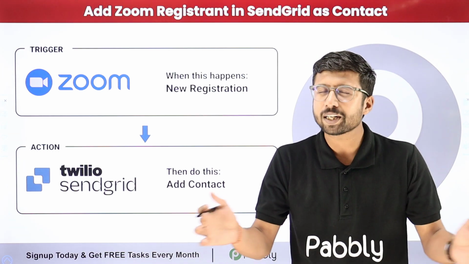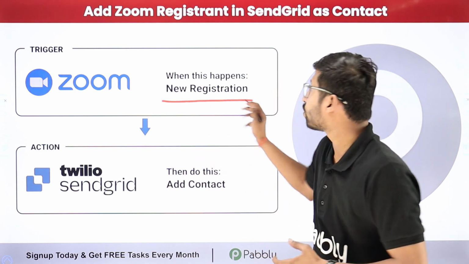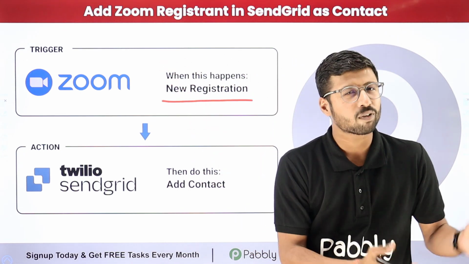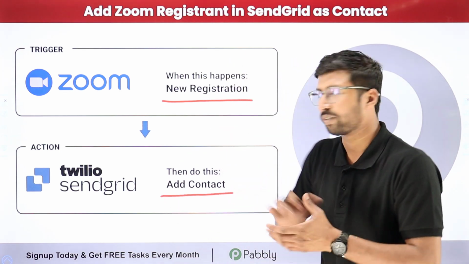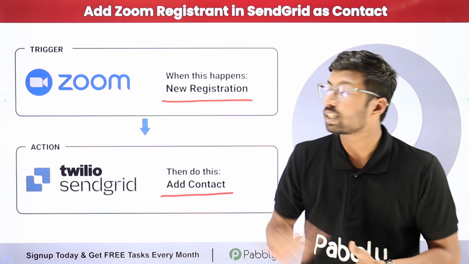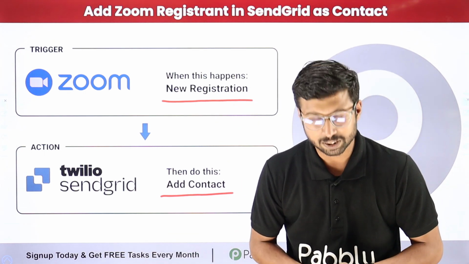So let me tell you, you can completely automate this process. In this automation, as a new registration happens in Zoom for a meeting or a webinar, we are going to add the same person with the same details as a contact in SendGrid. Now, if you want to learn how you can set up this complete automation all by yourself, you just have to come with me to my screen.